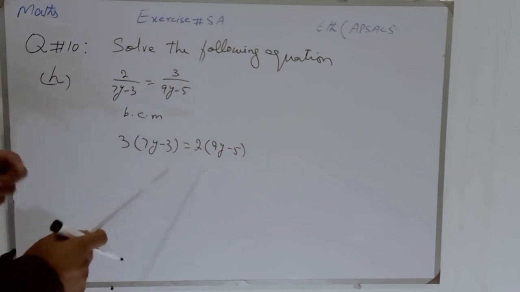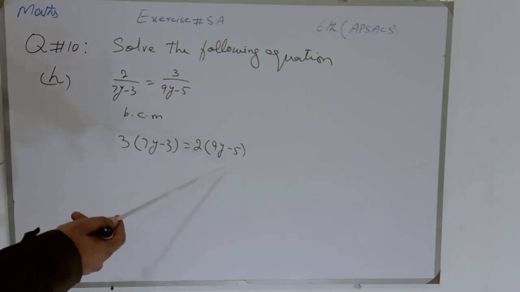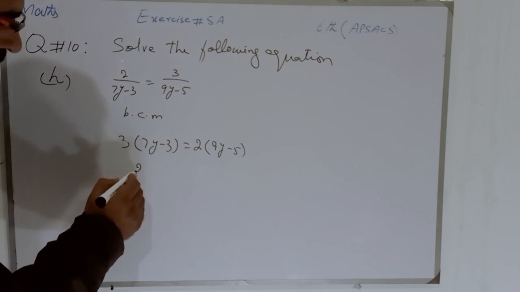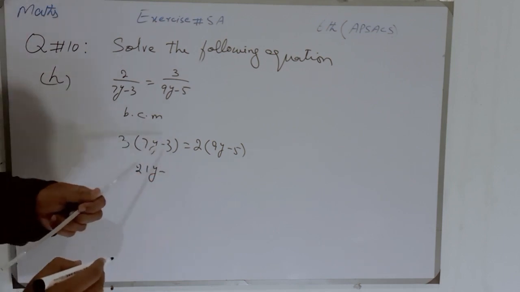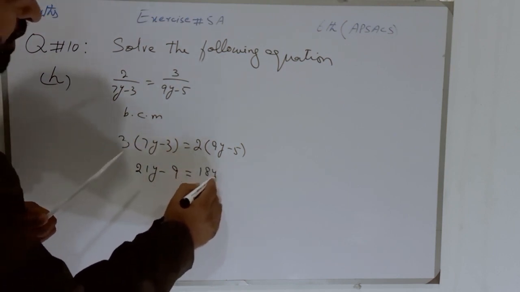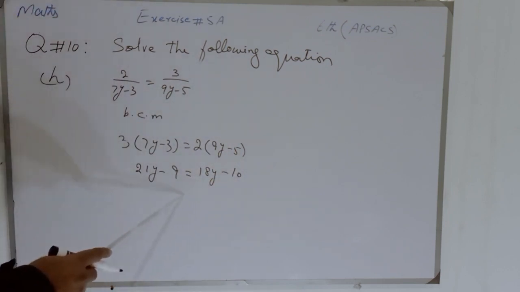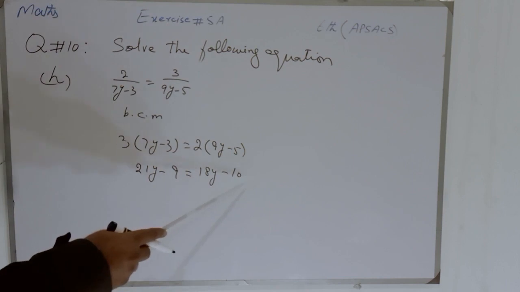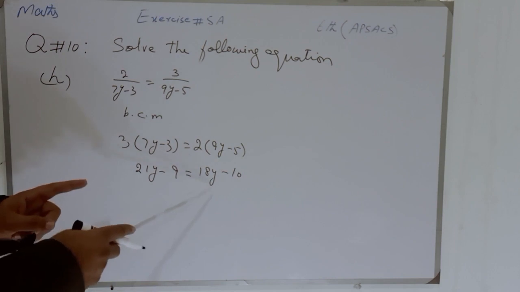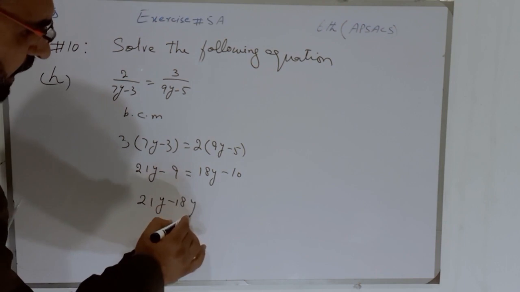Students, you can write the right side to the left side and the left side to the right side. It will not affect our question. Now multiply 3 with both the numbers, and 3 7s are 21y minus 3 3s are 9 is equal to 2 9s are 18y minus 2 5s are 10. Now students, transfer this 18y to the left side and this minus 9 to the right side. 18y will become minus and 9 will become plus when we change the sides. So we will get 21y minus 18y is equal to minus 10.